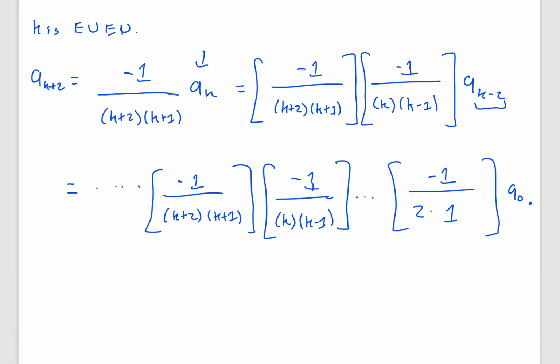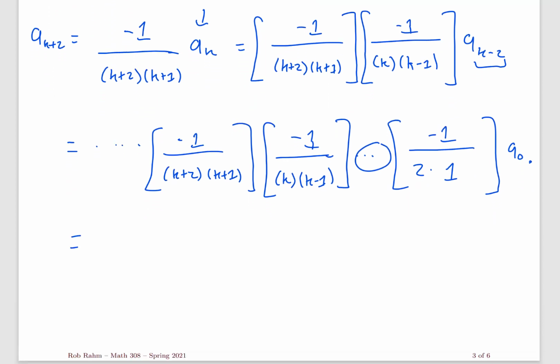Okay, and so now let's try to figure out what's going to be in these missing factors here. Well, notice what's happening. So I have a k plus 2 times k plus 1 times k minus 1. In the next factor, it would be a k minus 2 times k minus 3, all the way down to 2 times 1. So in the denominator here, I'm going to have k plus 2 factorial times a0.